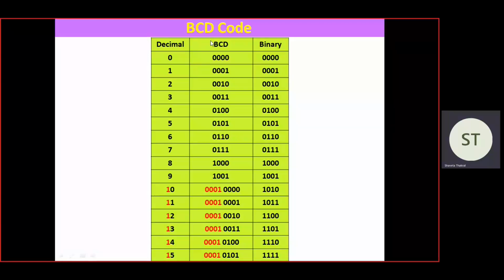But for the BCD conversion, the decimal values 0 to 9 are represented in terms of binary, in terms of 4 bits, but for any decimal number greater than 9, each decimal digit is written separately in terms of binary, in terms of 4 bits.